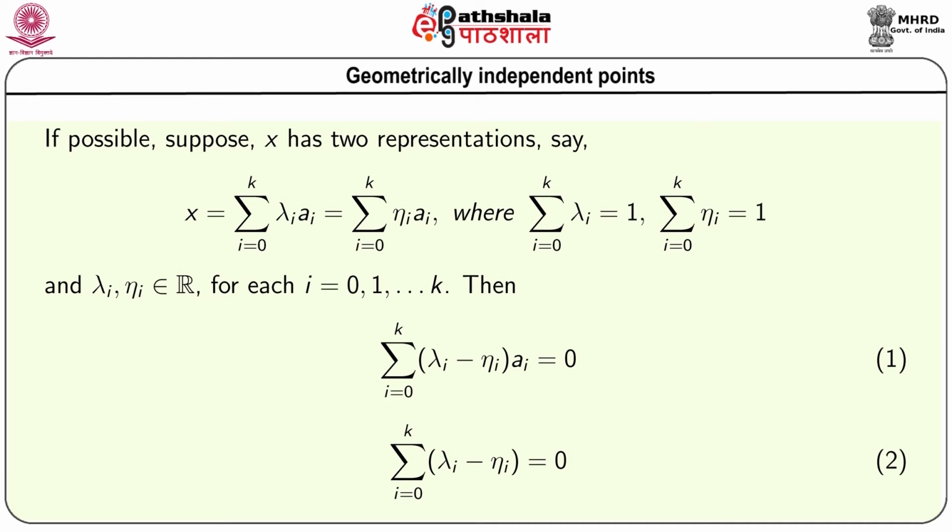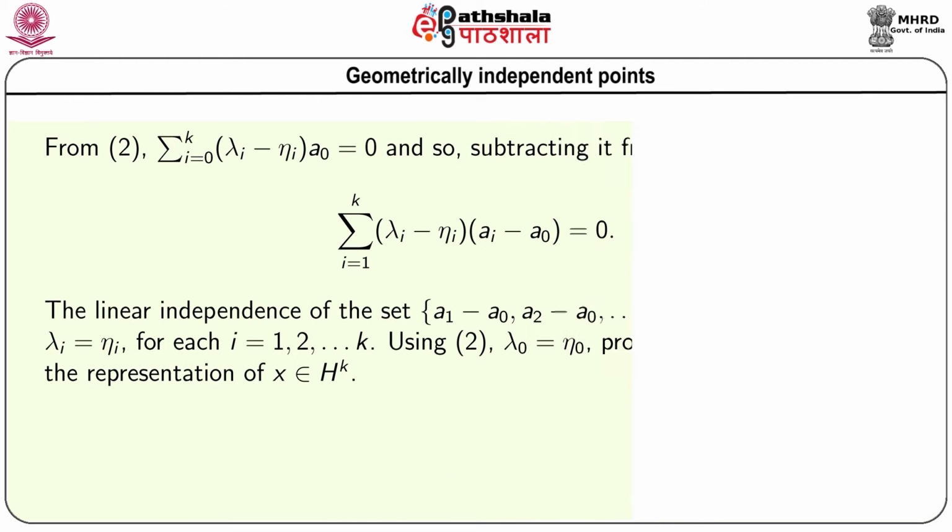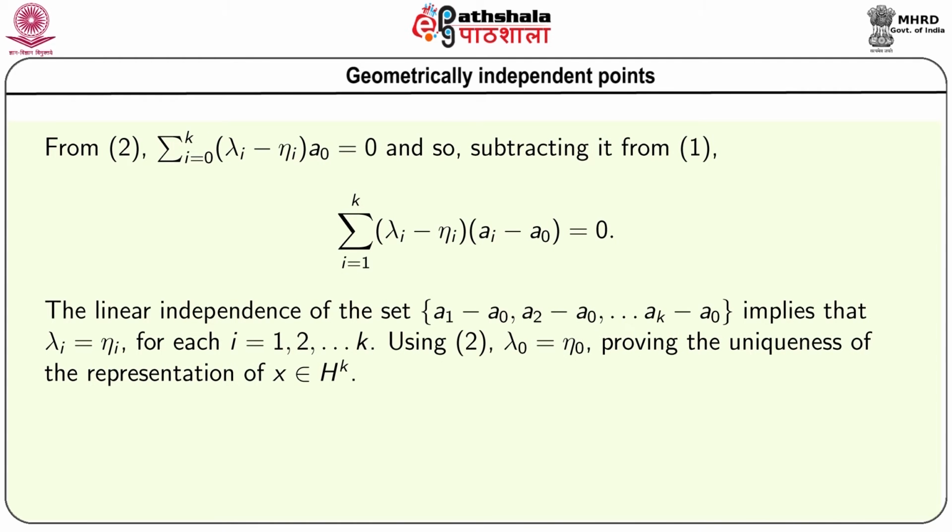Then we get from these expressions that summation lambda i minus eta i, a i is equal to 0, and also from the second expression summation lambda i minus eta i is equal to 0. From 2, summation lambda i minus eta i, a 0 is equal to 0. And so, subtracting it from 1, summation i equal to 1 to k, lambda i minus eta i of a i minus a 0 is equal to 0.